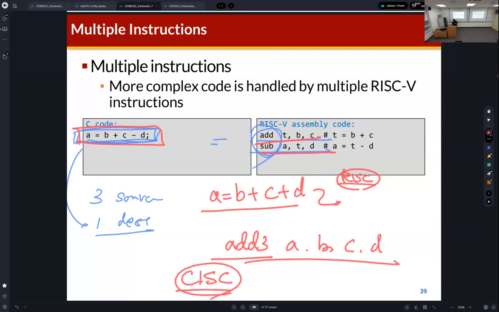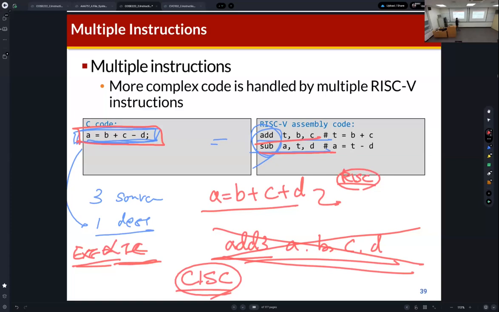If we can reduce the instruction count, it may be good for performance, because execution time is proportional to the instruction count. CISC computers may support more complex instructions, but RISC-V ISA supports just very simple instructions and a smaller number of instructions. So RISC-V does not support add3. It may be supported by x86, but RISC-V does not support such complex instructions. This means that if a statement requires more source operands, we need to use more instructions for the RISC-V ISA.